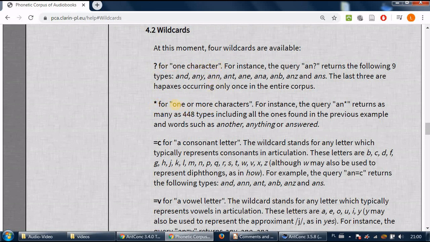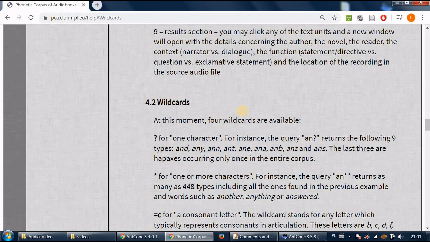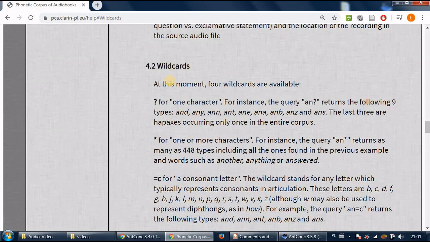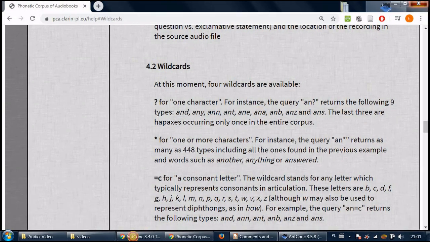This one is one or more characters, so you obligatorily have to have at least one, so it's slightly different than in AntConc, in which the asterisk stands for 0 or more characters, but it's similar. I also have some wildcards specialized for acoustic and phonetic analysis of speech, so for consonant letter, for vowel letter. But if you look at basically any online corpus, you would see some system of wildcards usually applied there. Okay.